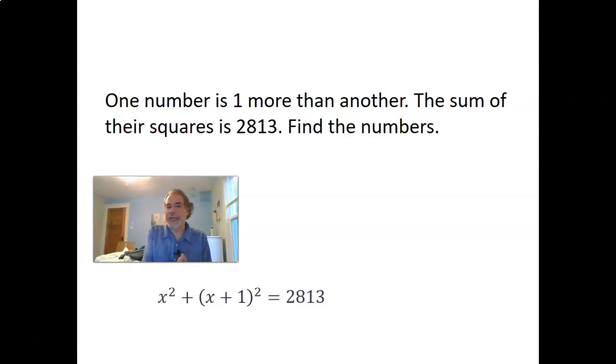Okay, so we're trying to find two numbers. One of them we could call x, and then the other one is one more than that, so it would be x plus 1. And the sum of their squares, that means if you add together the first number squared plus the second number squared, you get 2,813. So that would be the equation we would have to solve to answer that question. Again, I'm not going to go ahead and solve it right now, but we'll come back to it later. Now we'll talk about how you go about solving these quadratic equations.